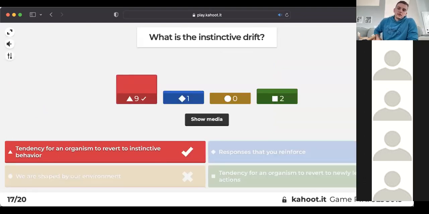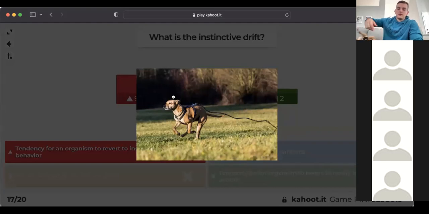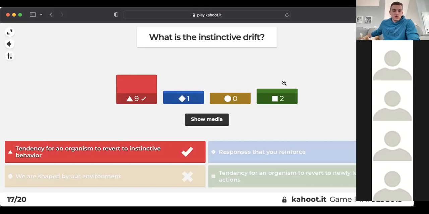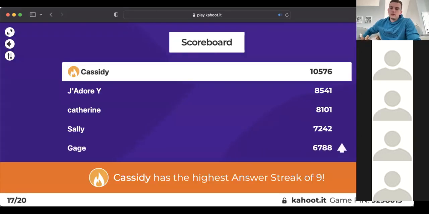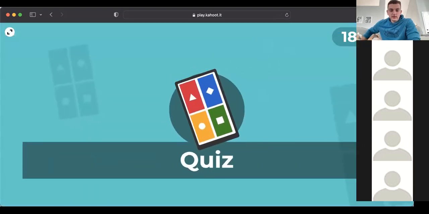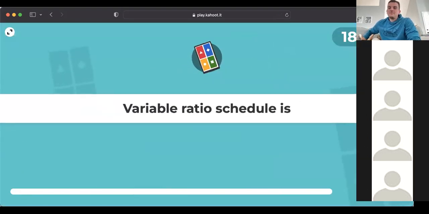All right, so instinctive drift is a tendency for an organism to revert to instinctive behavior. So no matter how good of a doggo this doggo is, if he or she is out on a walk, no matter how good that dog is, if they see a squirrel run across them while they're out on that walk, they are going to take off after it because that's their instincts. Dogs chase squirrels. And this is also the main reason that we can't teach animals to exhibit certain behaviors. We also can't teach humans to exhibit certain behaviors because our instincts dictate otherwise.